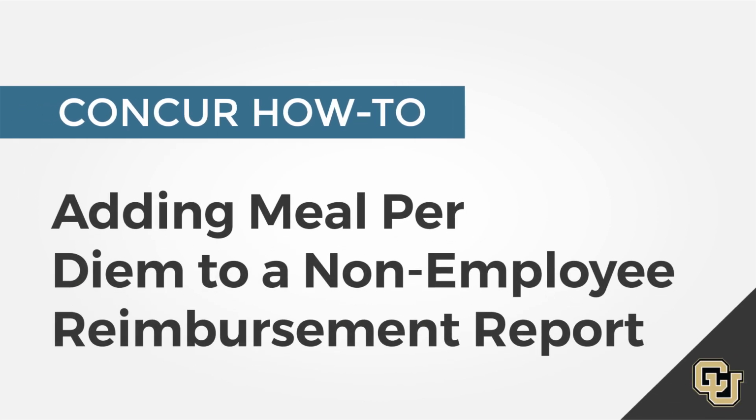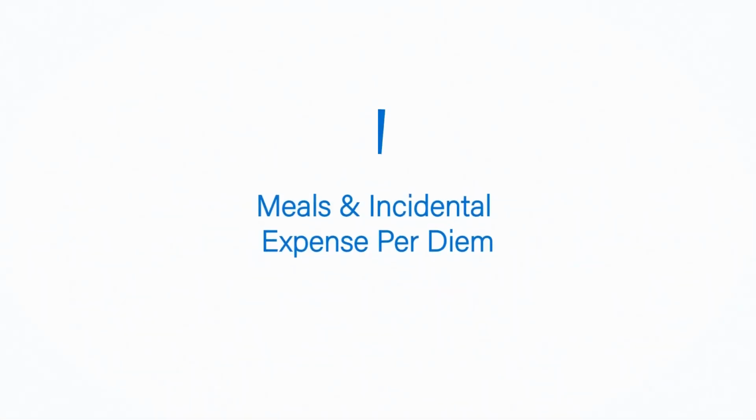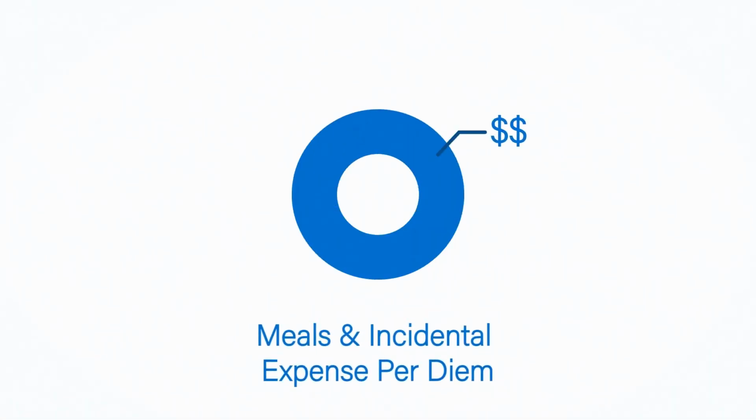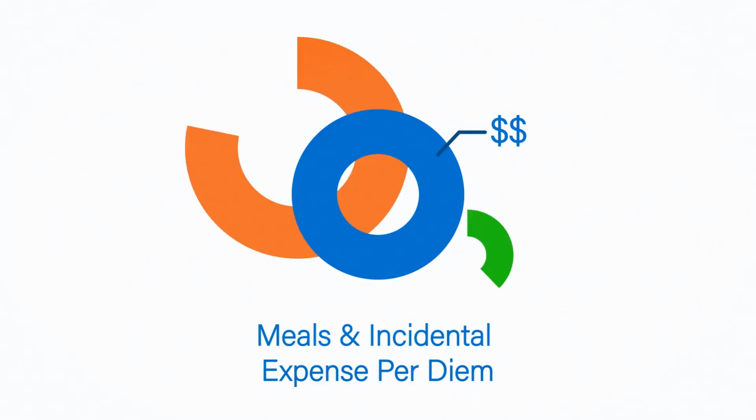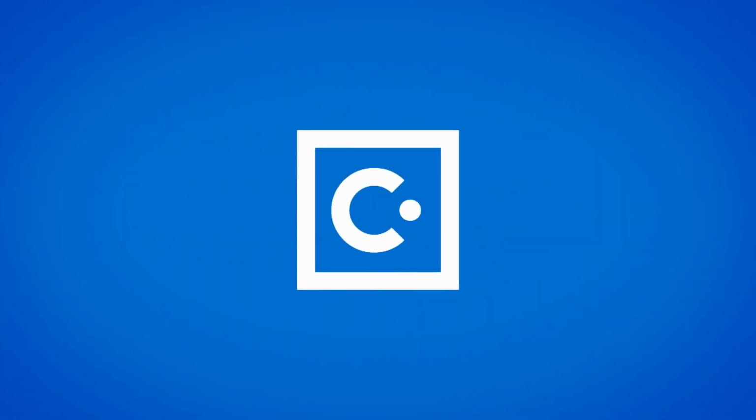Do you need to reimburse a non-employee for meals? The meals and incidental expense per diem is the maximum amount allowable for meal reimbursement. Per diem rates vary by destination and are prorated to 75% on the first and last days of a trip. You can add per diem amounts to a non-employee reimbursement report in the Concur travel and expense system.